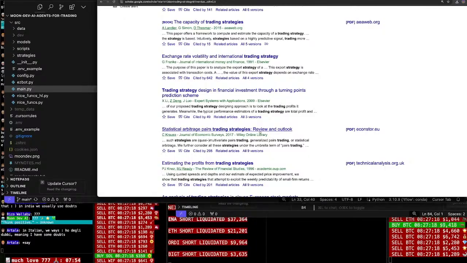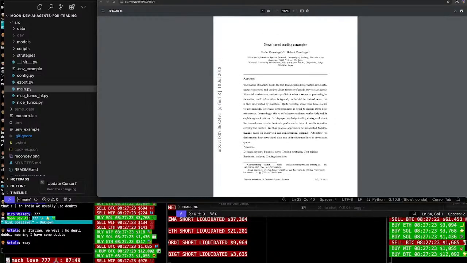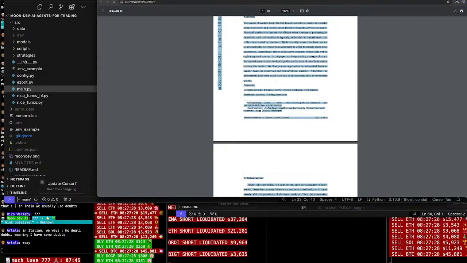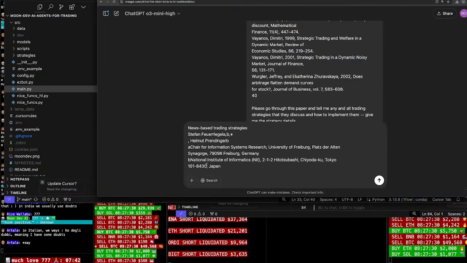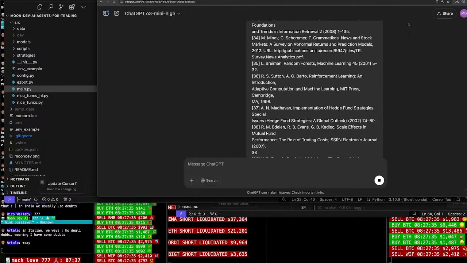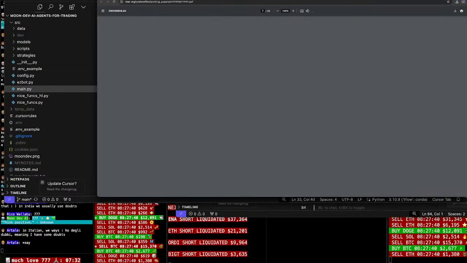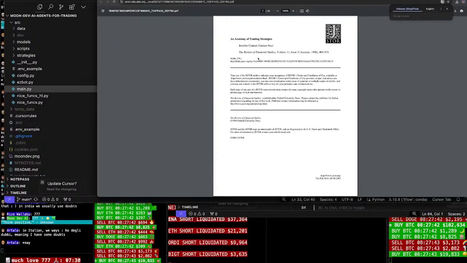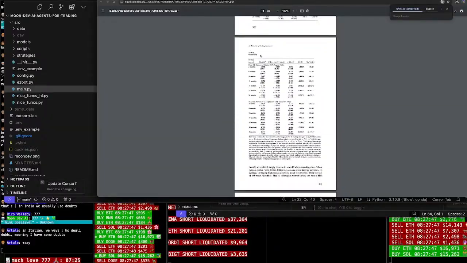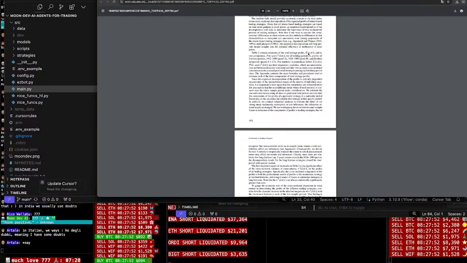Statistical arbitrage pairs trading strategy, review and outlook. Let's look through some more of these papers here. News-based trading strategies. I can do the same thing here. You can just read it slowly, or you can do this. So it already sent me one back. Let's keep it pushing, dude. So we got 2 papers here. Here's another one, an autonomy of trading strategies. And this is such a great way to just get introduced to the market.